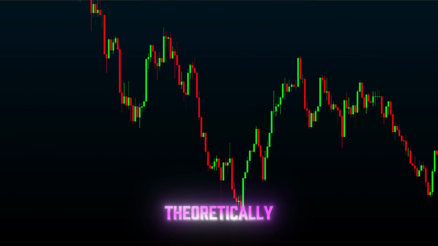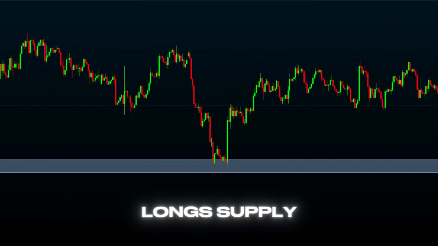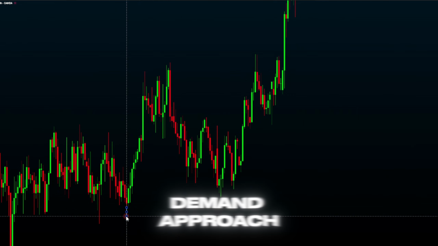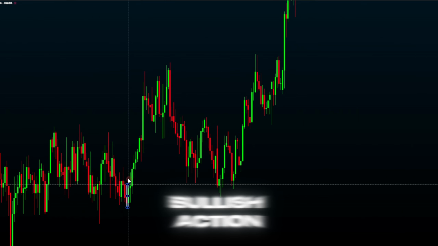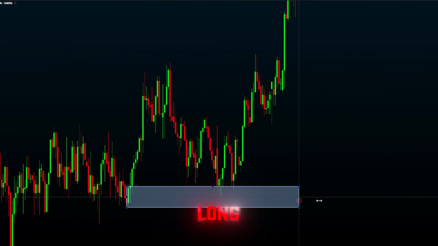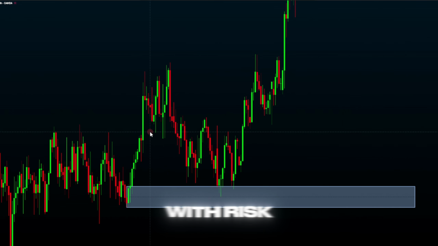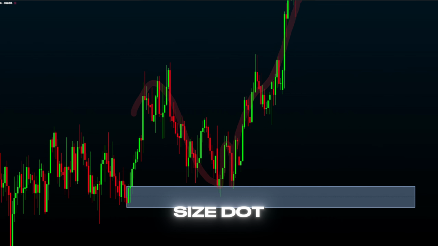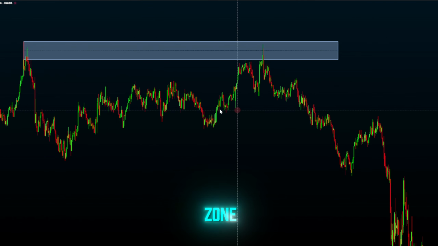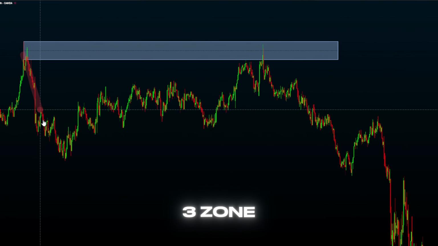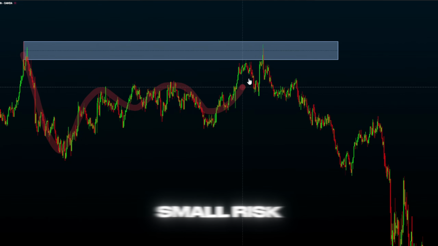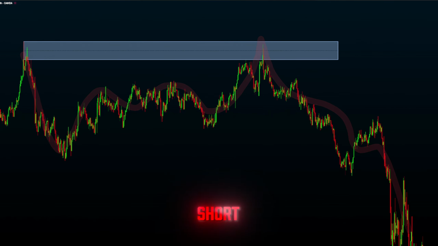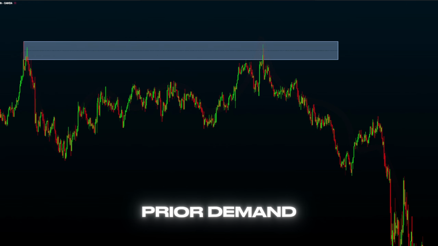Trading zones theoretically predict reactions. Demand for longs, supply for shorts. Logically, enter on retest. Demand: approach, low wick, body overlap. Bullish action, engulfing or hammer, close above mid. Enter long there. Stop below the zone low with risk, for example 20 points equals 0.5% of account size. Target the next supply zone or a 1:3 multiple, for asymmetry. Small risk, large reward. Supply: retest the high, bearish close below mid. Short, stop above the high, target prior demand.